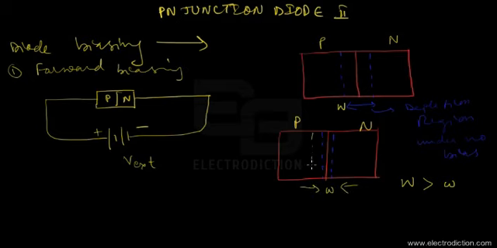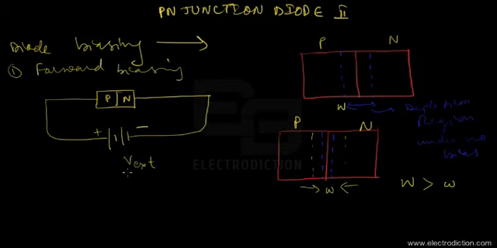If this was the earlier depletion region, then the width decreases to a very narrow space. So due to the decrease in the width of the depletion region, the majority carriers are now able to move towards the P-N junction better than under no bias condition.